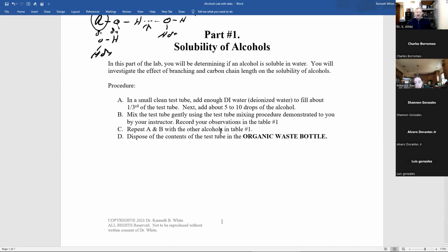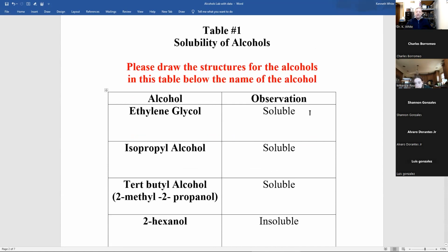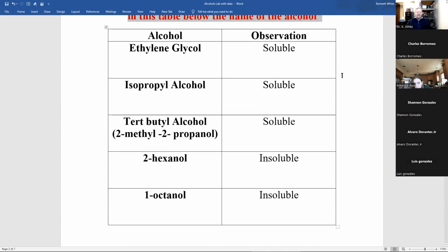Then you make an observation and look: is it the same throughout, homogeneous, or heterogeneous with 2 layers? And then you repeat for the other ones. What you're trying to determine is whether it's soluble or not. Notice I have here, please draw the structure for the alcohols in this table underneath their name. You would test ethylene glycol, isopropyl alcohol, tert-butyl alcohol, which is called 2-methyl-2-propanol, 2-hexanol, and 1-octanol. And if you were in the lab you'd get these results, which you're not, so I give them to you. That's the first section.